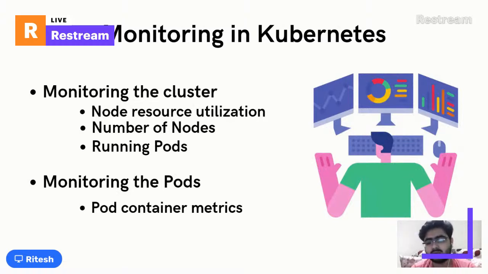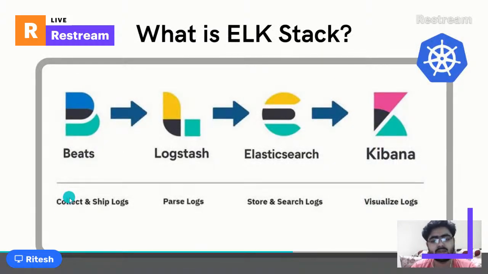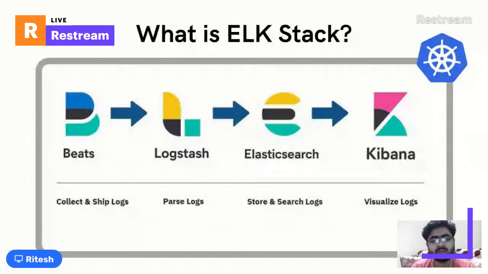In this video we will see what ELK is and how we can utilize the ELK stack to monitor our Kubernetes cluster. So what does ELK stack stand for? ELK stands for Elasticsearch, Logstash, and Kibana. All three tools are built by a very famous organization known as Elastic.